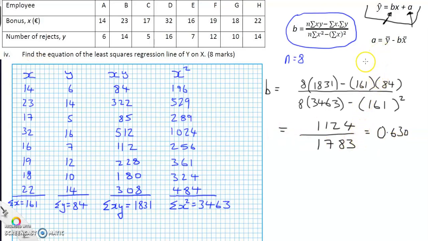And now we need our a value, which is got using this formula here. So a equals y bar minus b times x bar. Now what is y bar? Well, y bar is the average of the y values. So you see we have the sum of the y values here. To get the average called y bar, we get our sum, 84, and we divide by the number of y values, which is 8. So y bar is 84 divided by 8. And that's 10.5.